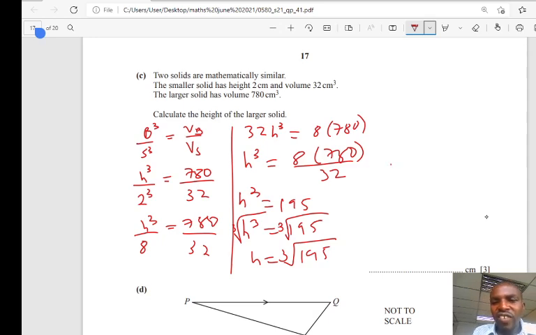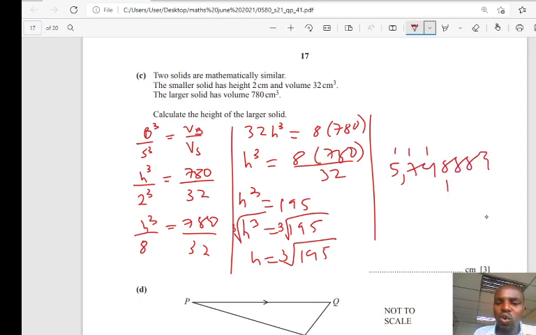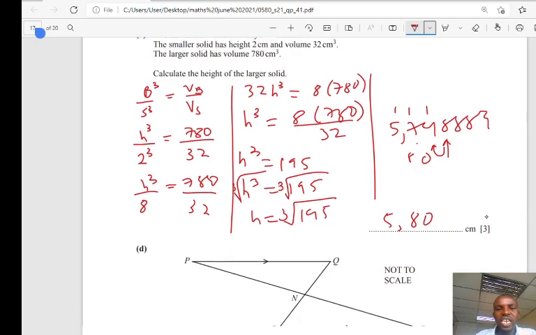5.798889 to 3 significant figures. You look at this digit, you add 1 here, there will be a 0. You add 1 here, there will be an 8. So it's 5.80 centimeters. Then you say you are done.